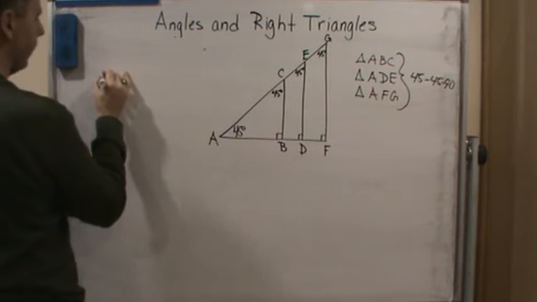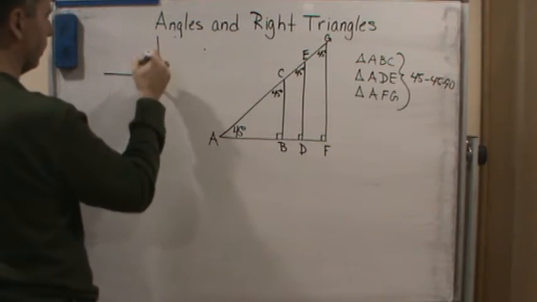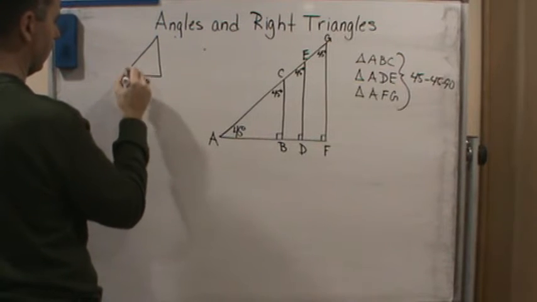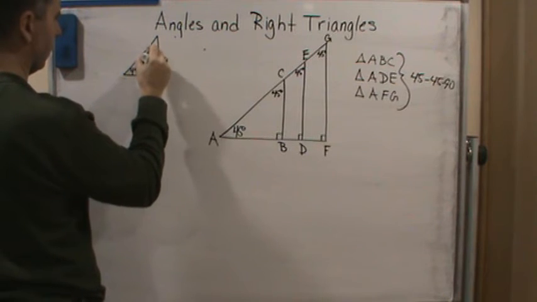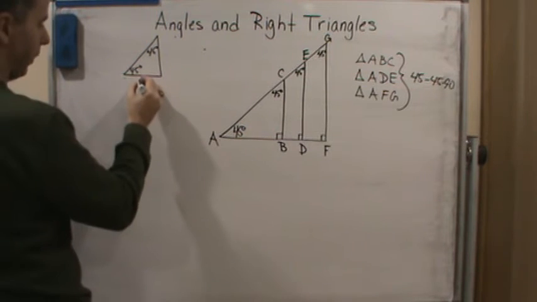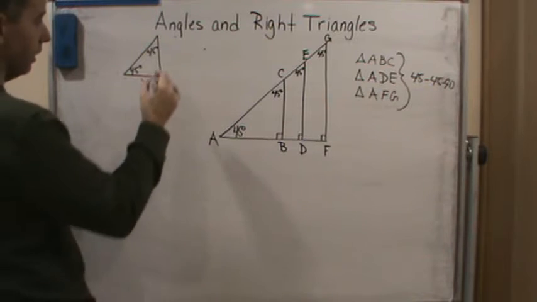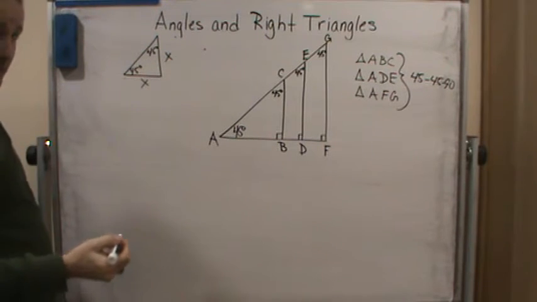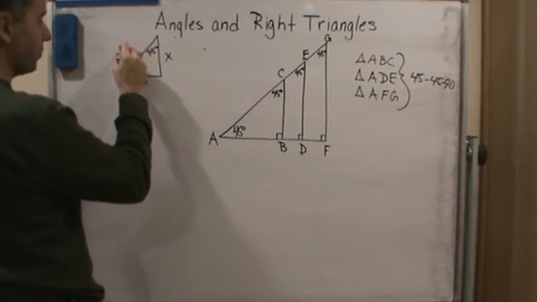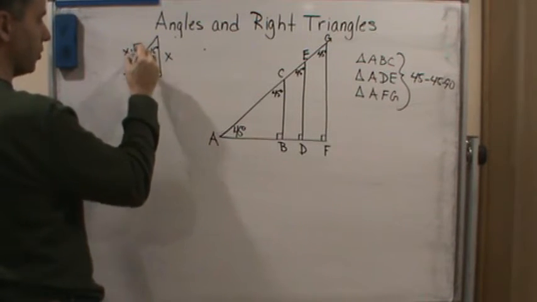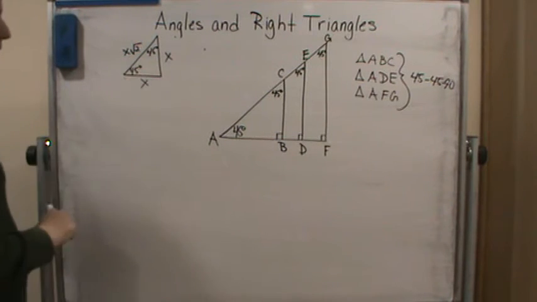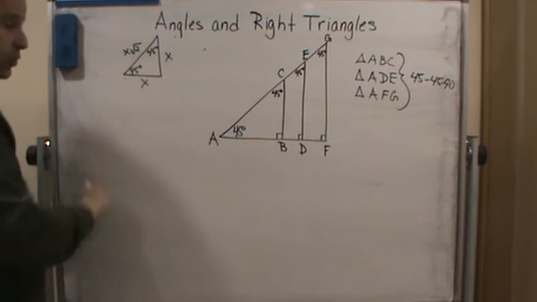We know that we have to have this relationship. Whatever this is, x, has to be the same here. It's an isosceles triangle. So if this is x, then this has to be x, and the hypotenuse has to be x times the square root of 2, right? Because if x is 1, this is 1 square root of 2. So we know that this has to be true.